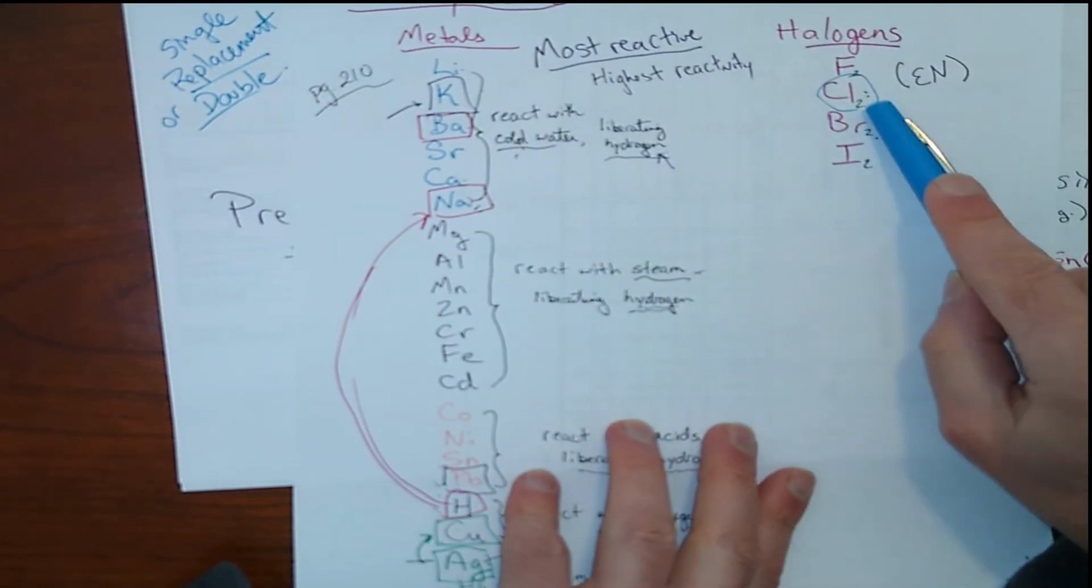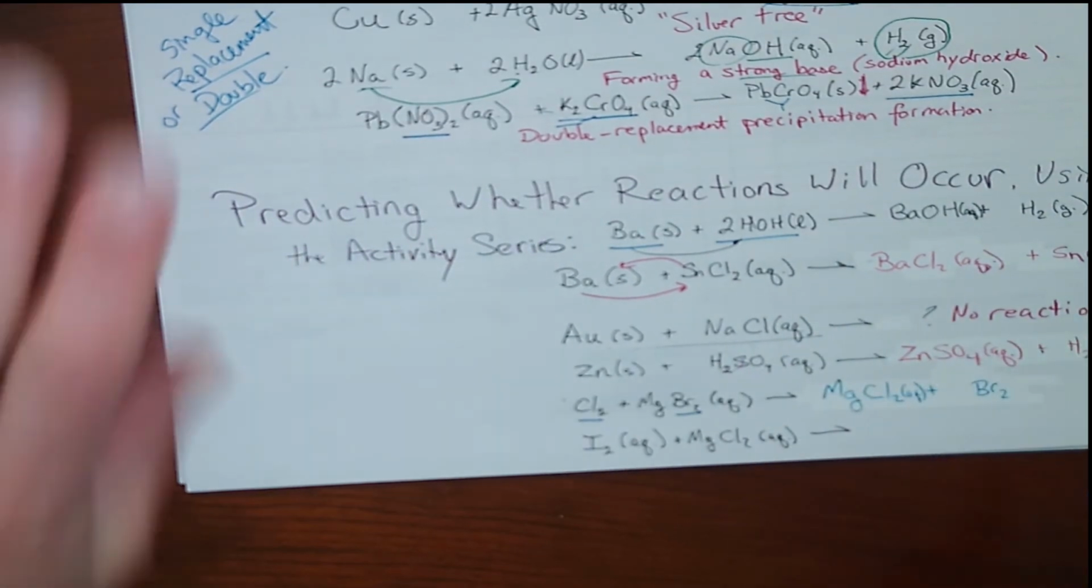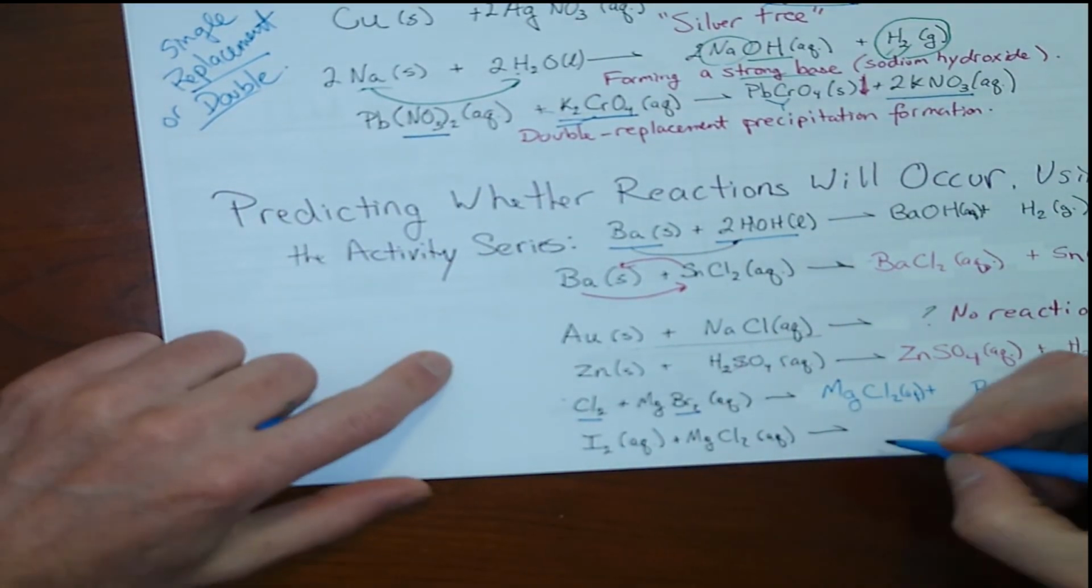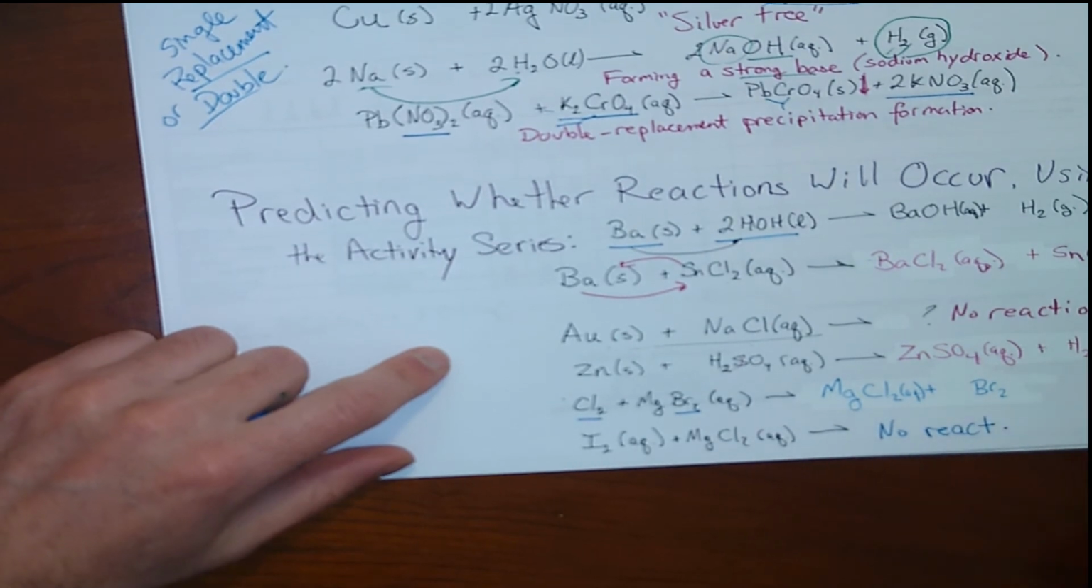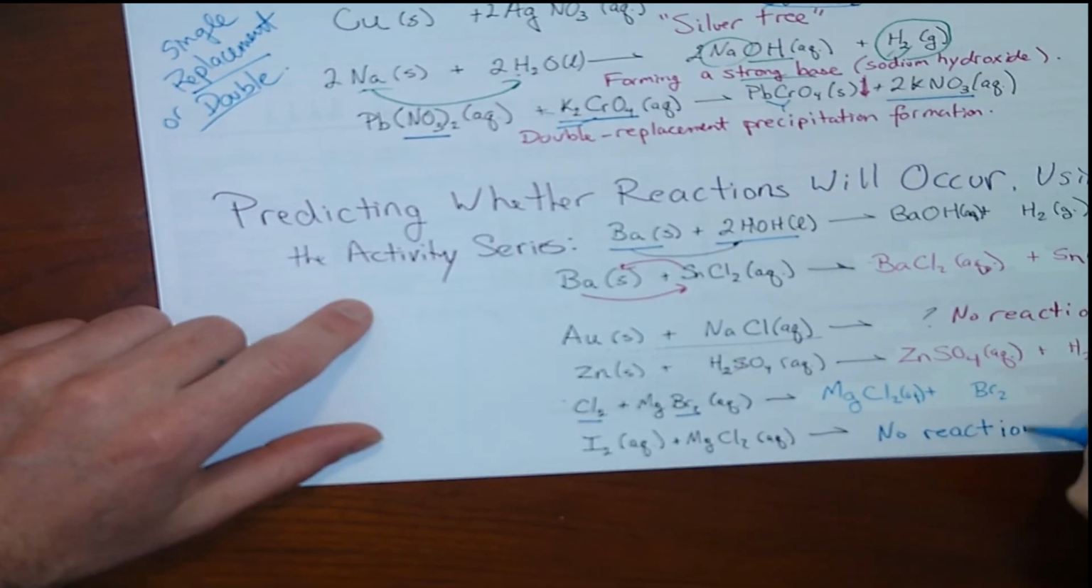Okay, and then the final example, again, is with halogens, iodine and magnesium chloride. Iodine is less active than chlorine, so in this case, no reaction will occur. The iodine is not able to push the chlorine out of its association with the magnesium.